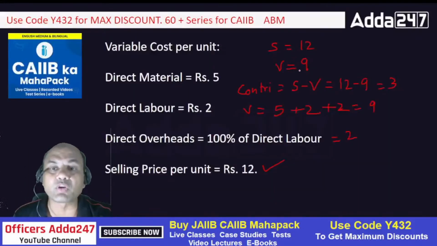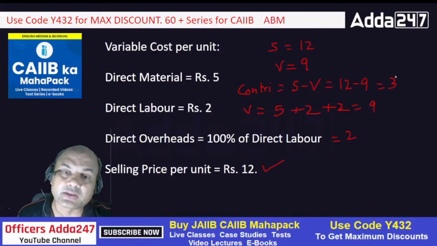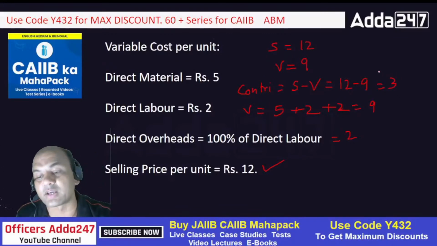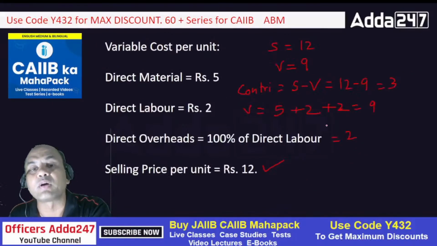So what we do, S minus V. What did we say? What is S minus V? It's contribution. So contribution equals S minus V equals 12 minus 9 equals 3. So contribution, I've got it, 3. Now what I have to do? I have to find out the PV ratio, break-even sales, and required sales for earning profit. So how to do that?